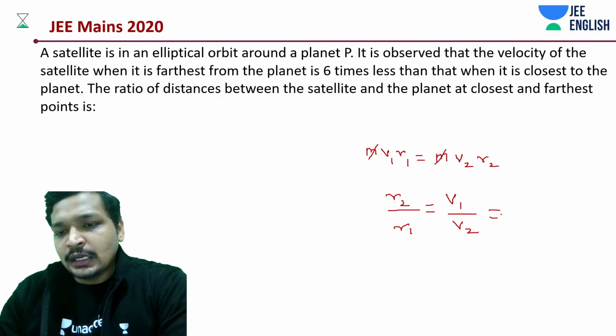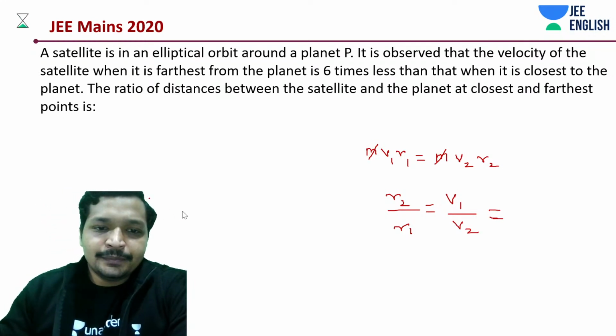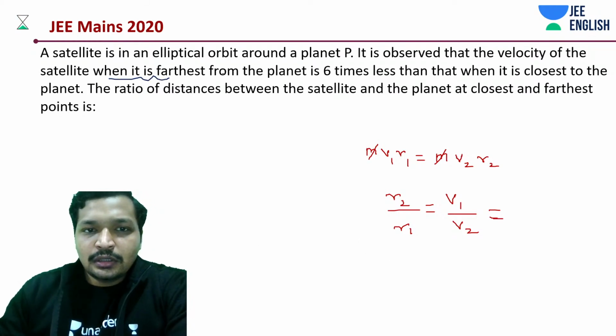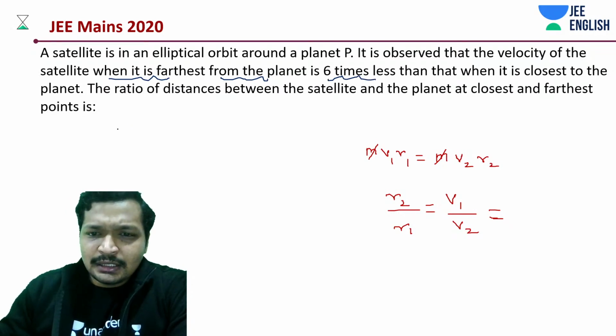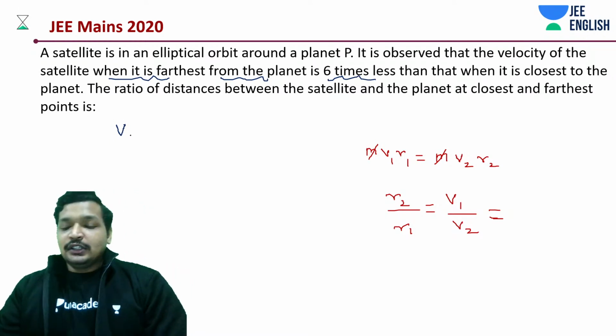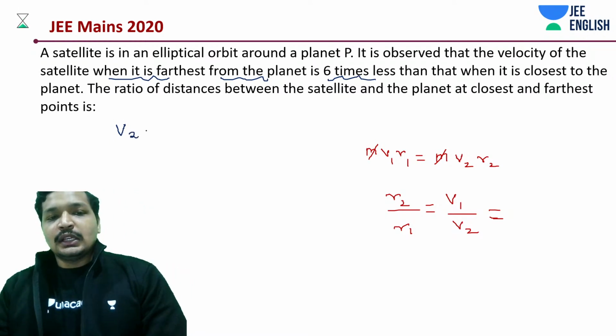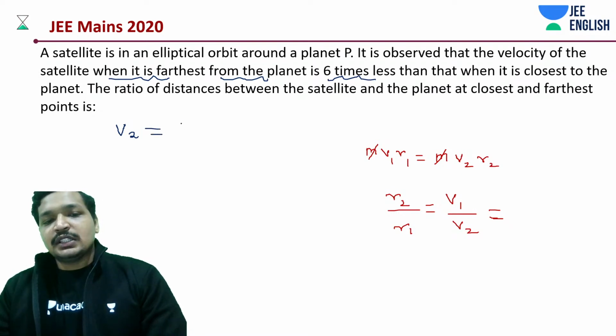Okay, and we very well know that, given to us in the question. So it says something like this, that V2, that is at the nearest point, is going to be how much? 6 times V1.